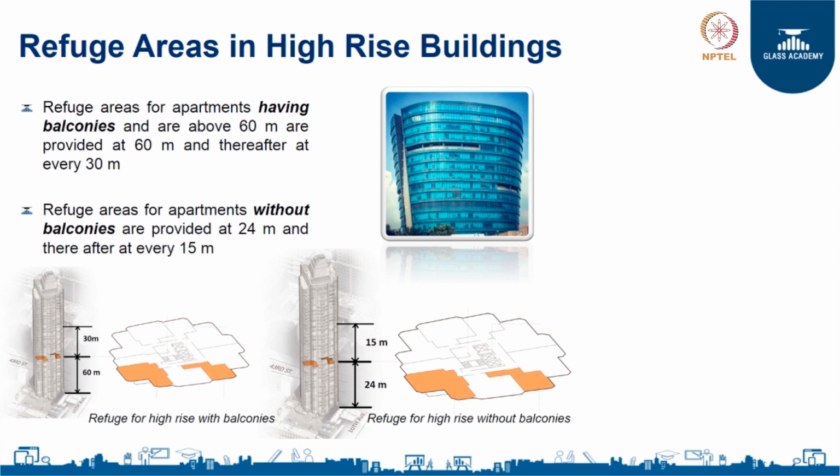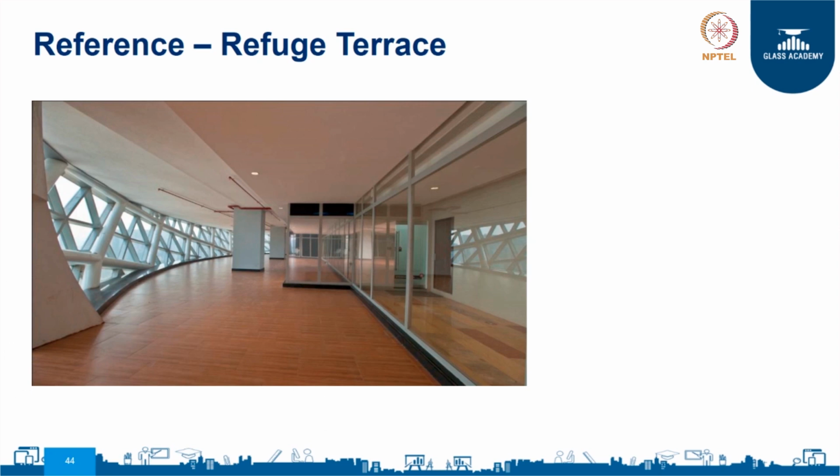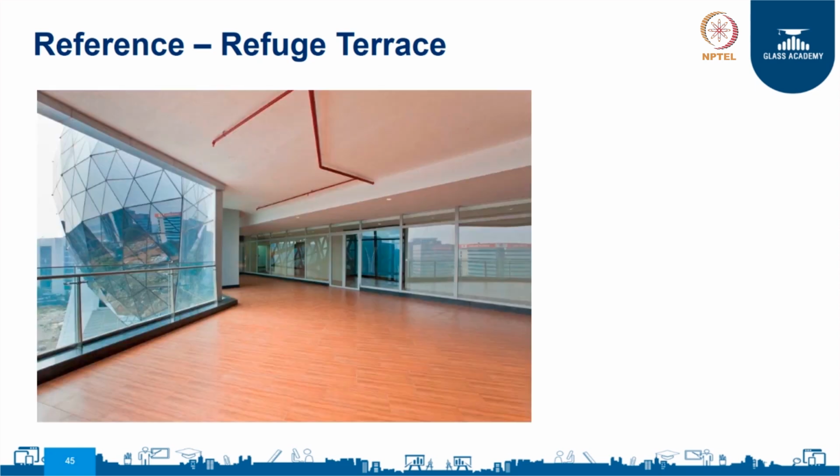That is why it is called a refuge area, where the firefighters try to shut down the fire and then come up for rescue. Here are some examples of how glass is being used in a refuge terrace. So, you can see, if you do not use a fire resistant glass, again, why does one need to use a fire resistant glass in a refuge area? Because there is a possibility that the fire can spread from the area of occupancy to the place where people are taking refuge.